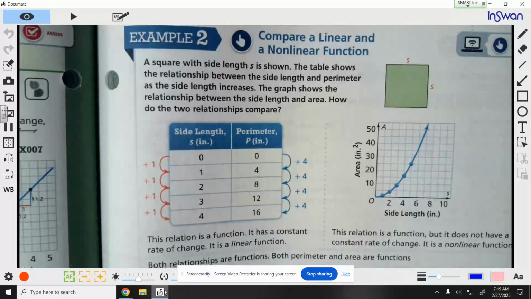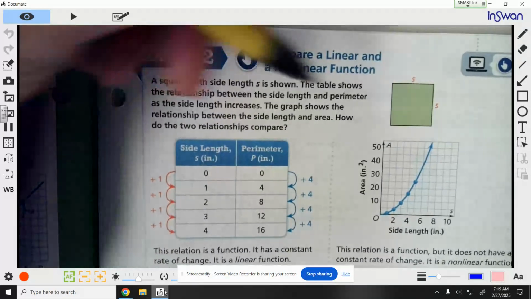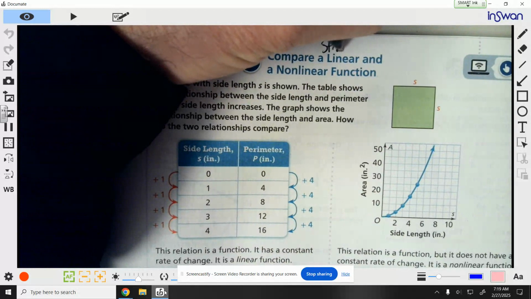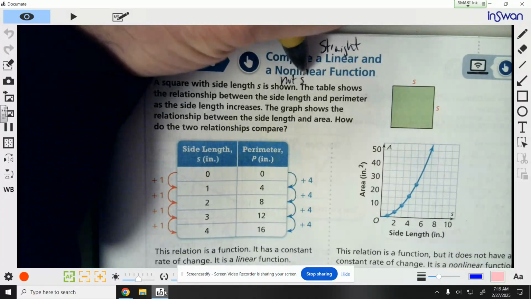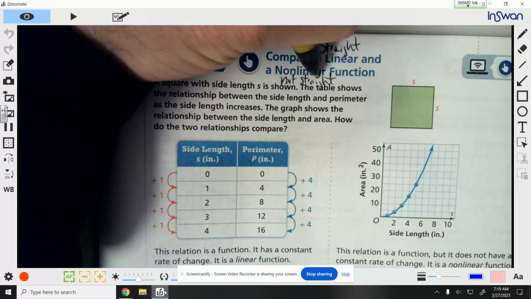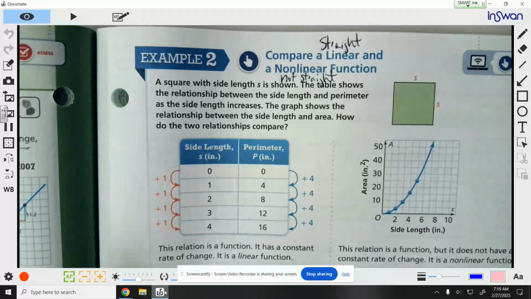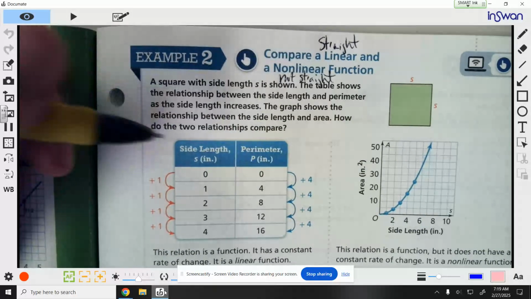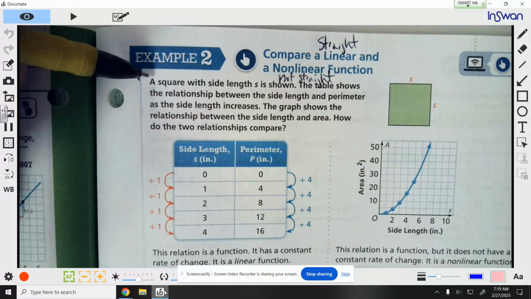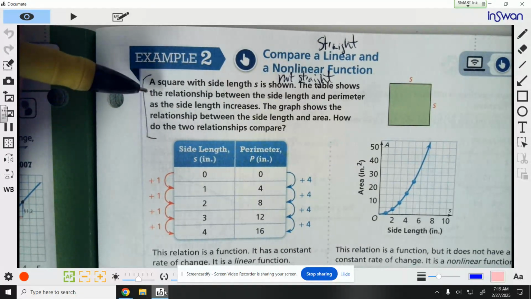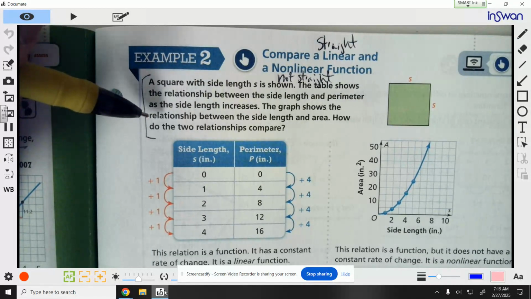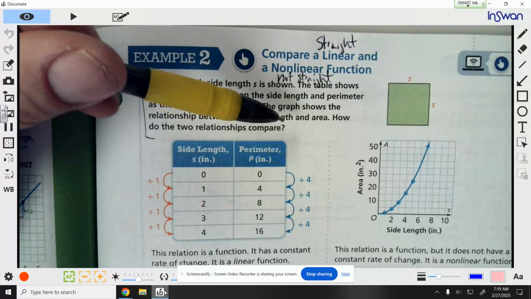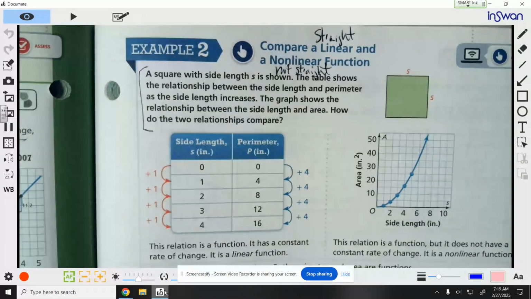Okay, moving on to example 2. So example 2, we are comparing a linear and a nonlinear function. So again, linear just means it's going to be a straight line. Nonlinear, not straight. Okay, we've learned about functions though, and we can do the vertical line test, we can do mapping diagrams with them. So if I go ahead and look at this problem here, it says a square with the side length S is shown. The table shows the relationship between the side length and the perimeter as the side length increases. The graph shows the relationship between the side length and the area. How do the two relationships compare?